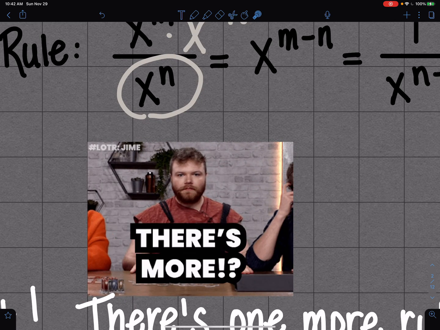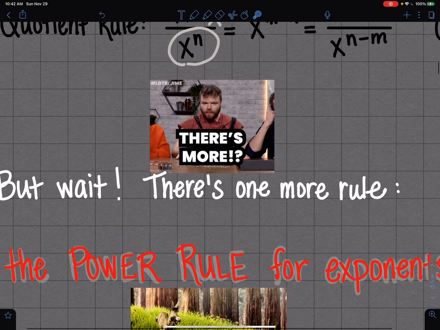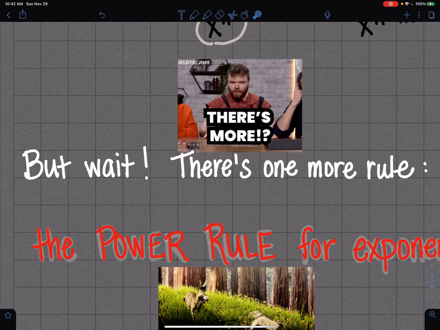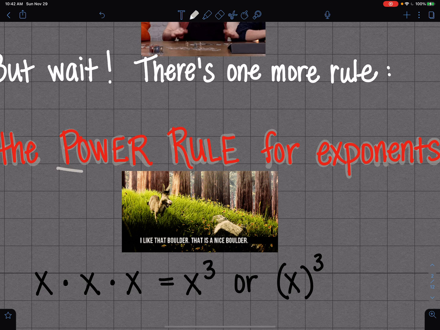But wait, there's more. There's one more. Well, there's one more for today. There's one more rule, and it's the parfait rule, the power rule for exponents.